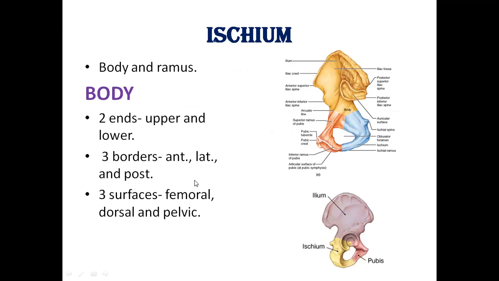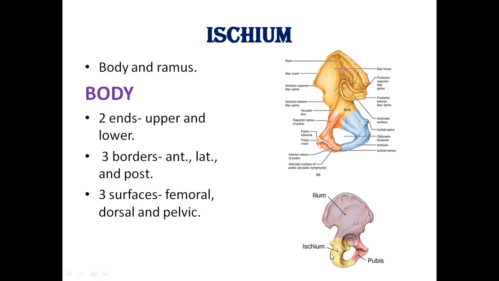Now coming to the next bone, that is ischium. Ischium is a tough and thick bone. It has a body, and then this part is the ramus. This whole tough thick upper expanded part is the body, and then this is the ramus. The body has an upper end and a lower end. This is the upper end, this is the lower end. Then the body has three borders.